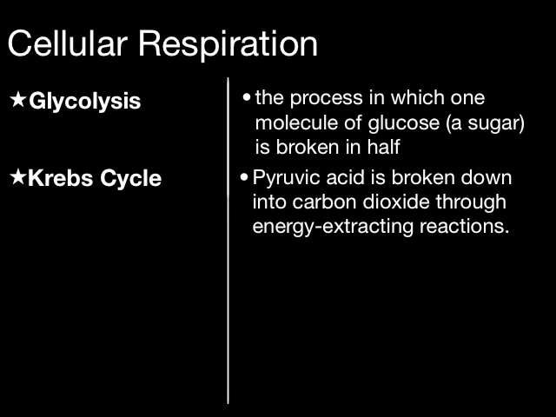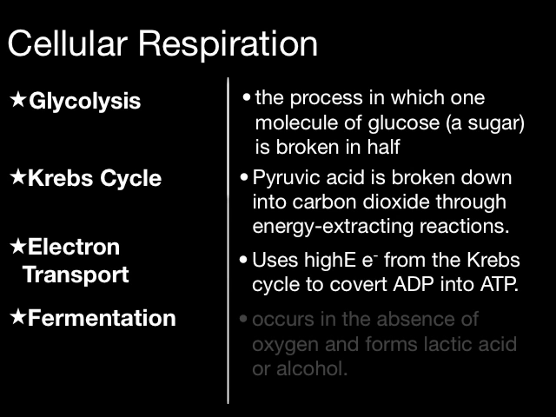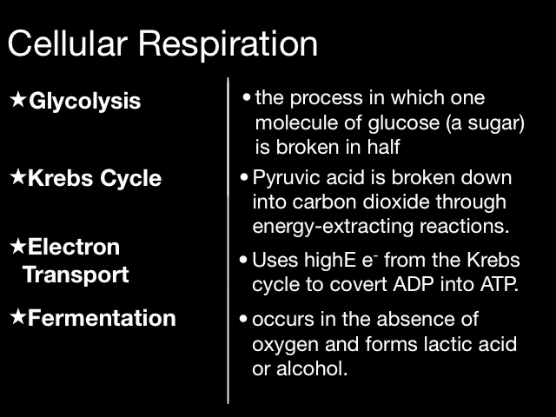In the Krebs cycle, pyruvic acid is broken down into carbon dioxide through a few different energy-extracting reactions. In electron transport, this uses high-energy electrons from the Krebs cycle to convert ADP into ATP. And last but not least, fermentation, which is a process that occurs in the absence of oxygen, is a process that forms lactic acid or alcohol. There are two different types of fermentation. We're going to be focusing on the lactic acid fermentation.